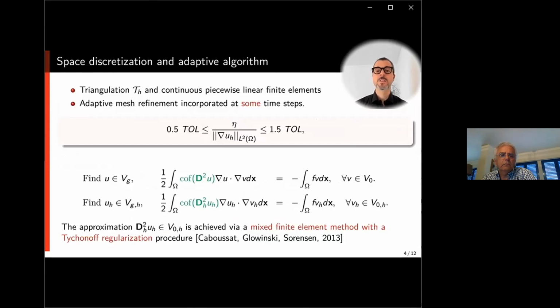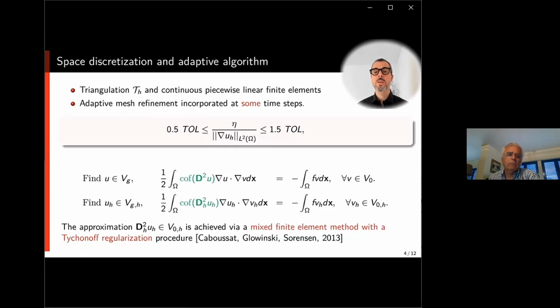From the space discretization point of view, we are going to introduce adaptive mesh refinement. We are going to work with continuous piecewise linear finite elements, and this mesh refinement will be incorporated at some of the time steps. So very classically, we are going to look for the error indicator eta such that the efficiency index is bounded from above and below by a given tolerance.